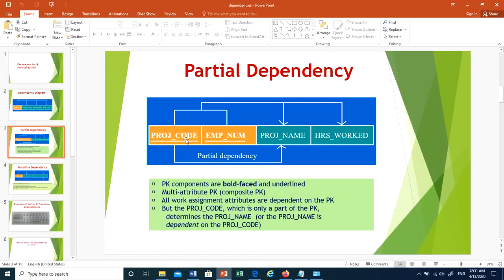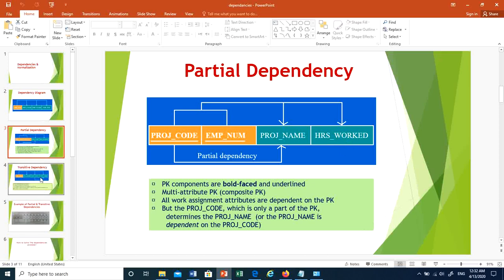So now you know what a partial dependency is, right? Partial dependency is when part of the key, like this one or this one, it doesn't matter, determines other attributes. In this example, project code determines project name. If there were an arrow coming from employee number to hours worked, for example, then we could say that is also a partial dependency, which is employee number determining hours worked, but we don't have that in this example.